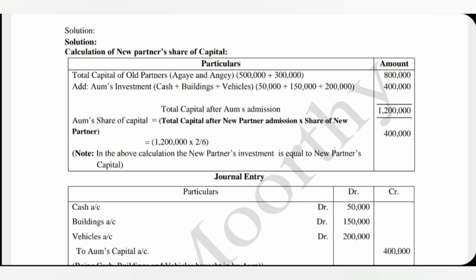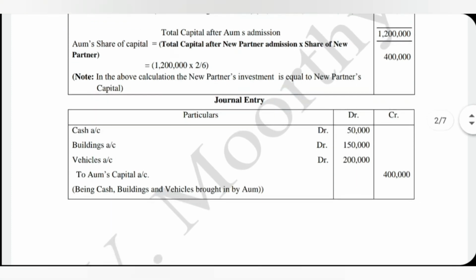Arm is bringing, that is the new partner is bringing the cash, building, vehicles, etc. So, cash account to be debited, buildings account to be debited, vehicles account to be debited. Cash account 50,000, buildings account 150,000, vehicles account 200,000. All put together, it comes to 400,000, which has to be credited to the Arm's capital account. Here also, being cash, buildings and vehicles brought by Arm.